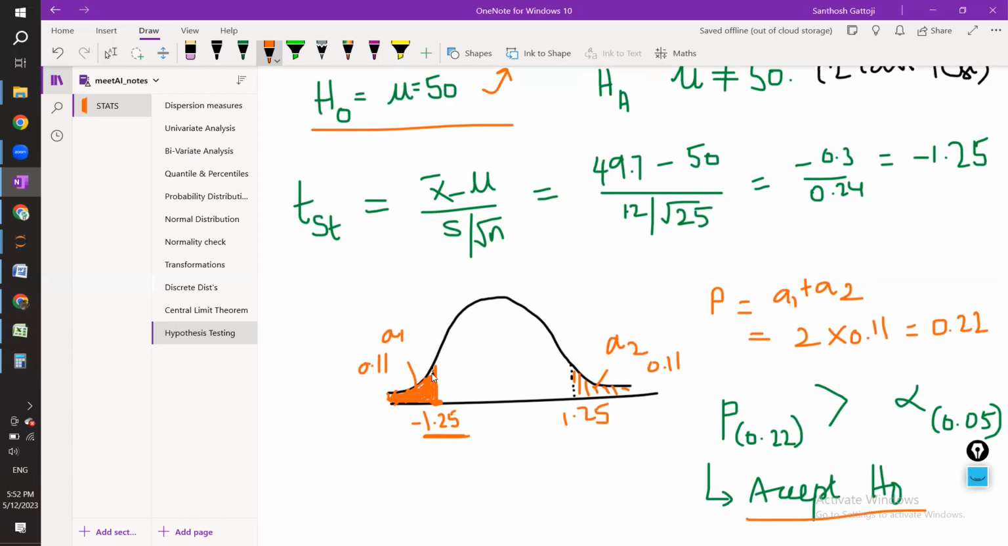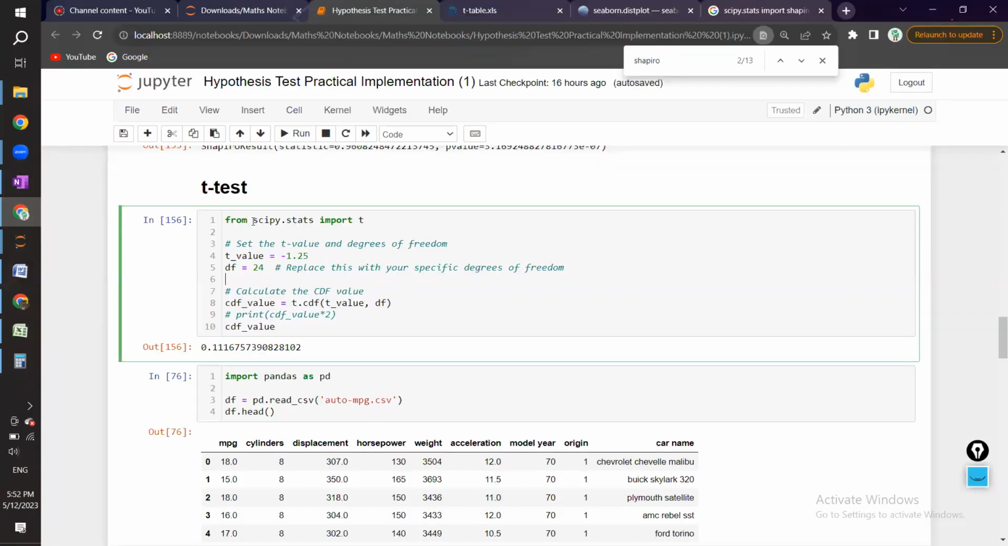That means if you give a particular value, how much area is covered less than or equal to that value. This area is where the value x is less than or equal to minus 1.25. To find that, you can simply use from scipy.stats import t. In the t you will have something called cdf.